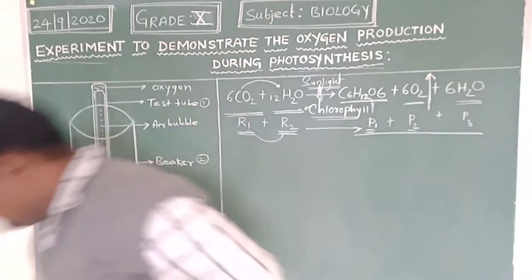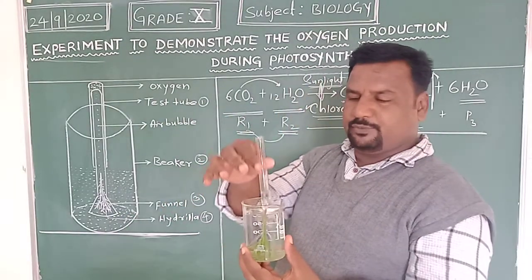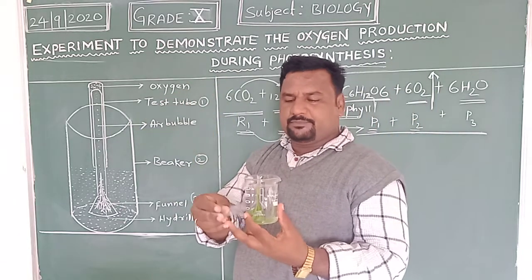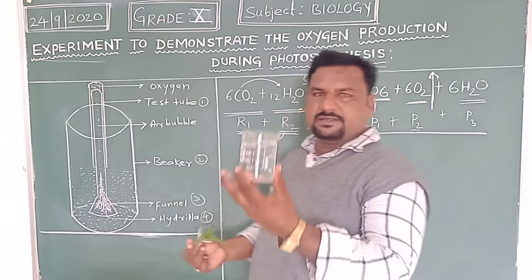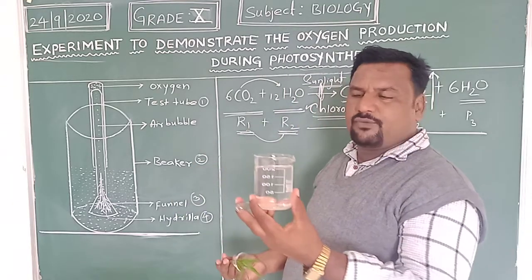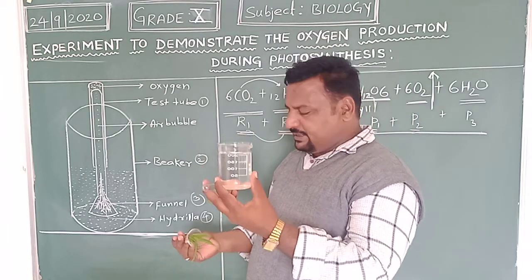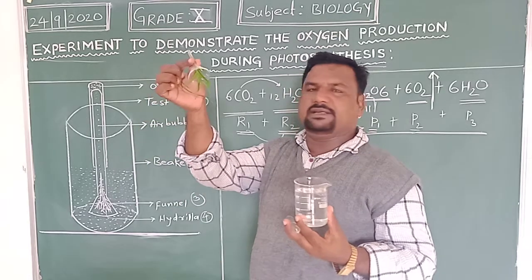Look at this here. This is the test tube we have. We have taken the beaker. The beaker is filled with water. This is a 20 ml beaker. We fill it with water. Then we have taken the funnel, a small tissue funnel.